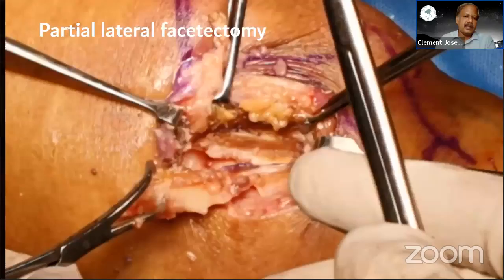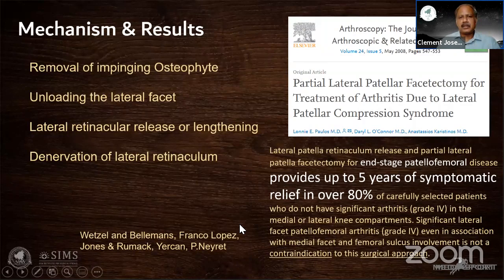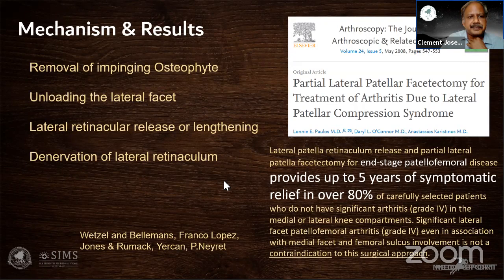So that's the procedure. And a lot of studies have shown good results in more than 70% of people being followed up for 5 to 10 years. Basically, the pain improves because the impinging osteophyte is removed, unloading the lateral facet. And we are also doing some kind of retinacular lengthening, which relaxes the lateral surfaces, and the lateral retinaculum is also denervated in this procedure.